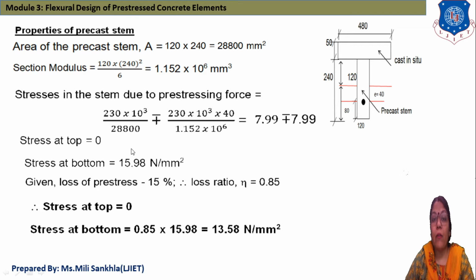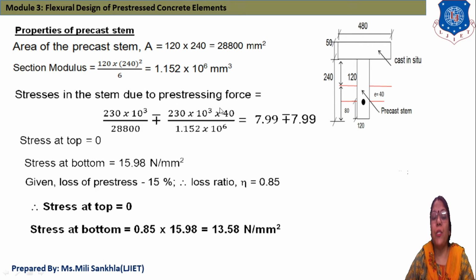Now next, stress in stem, that means our precast web, due to pre-stressing force is equal to P by A. Here we take compressive force as positive and tensile force as negative. Then this one is the equation of pre-stress force. Upward direction is tensile and bottom is compressive, so take as positive and equation is M by Z. Now M is equal to P into eccentricity. P is equal to 230 into 10 raised to 3 and e is equal to 40, that is given in figure, divided by our section modulus Z, 1.15 into 10 raised to 6.